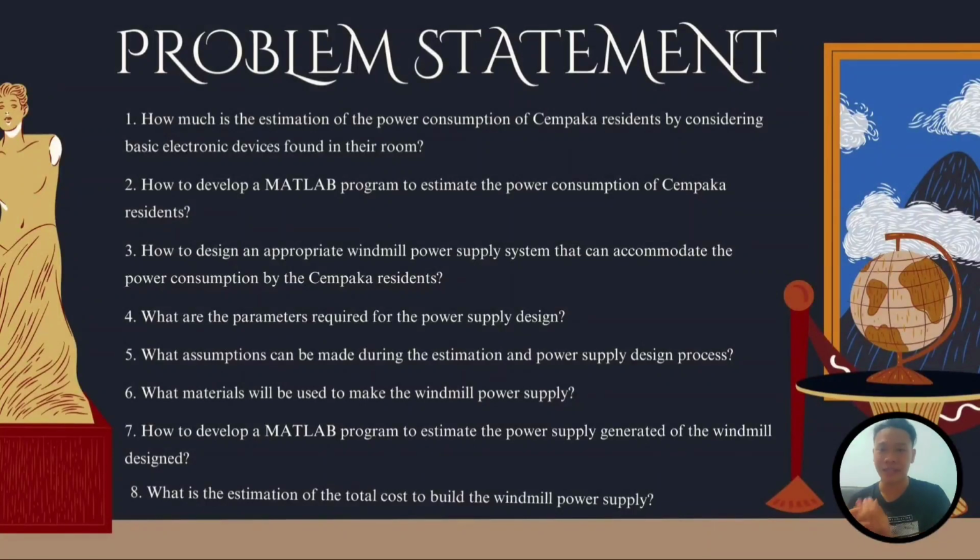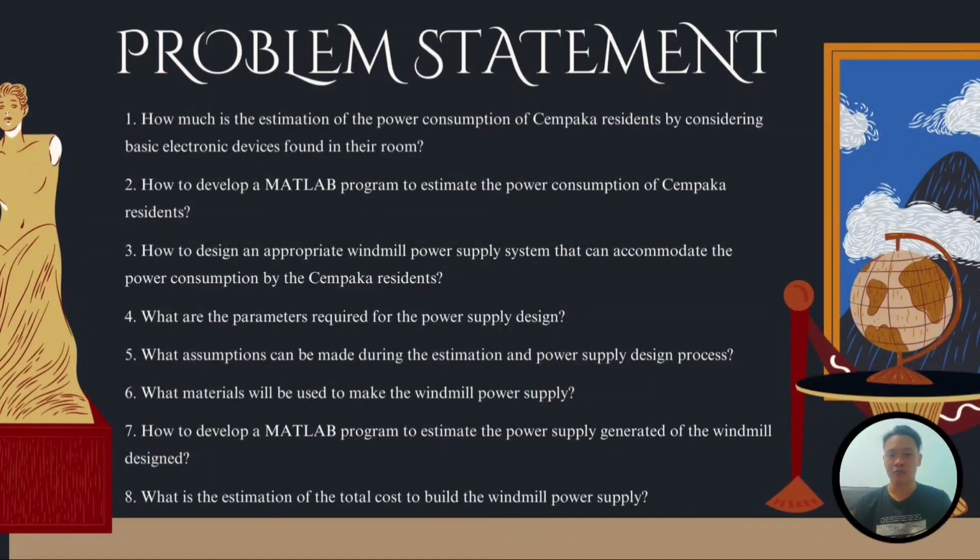What are the parameters used? What are the assumptions that can be made during the making of the windmill power supply? To build it, we also need materials. So what are the materials needed to make the windmill power supply? After that, how can we develop a MATLAB program that can estimate the power supply generated by the windmill design? And lastly, what is the estimation of the total cost to build the windmill power supply?